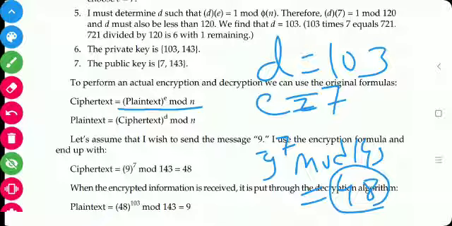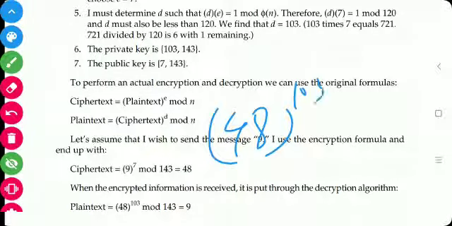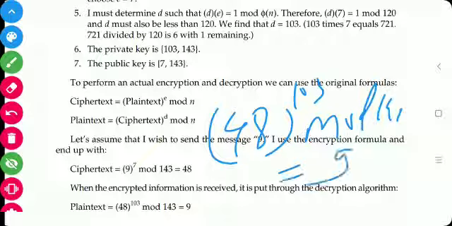Now we will convert this 48 back into plain text. So plain text is equal to ciphertext raised to d. Ciphertext 48 raised to d, which is 103, mod 143, is 9. Okay, so this is the RSA algorithm.